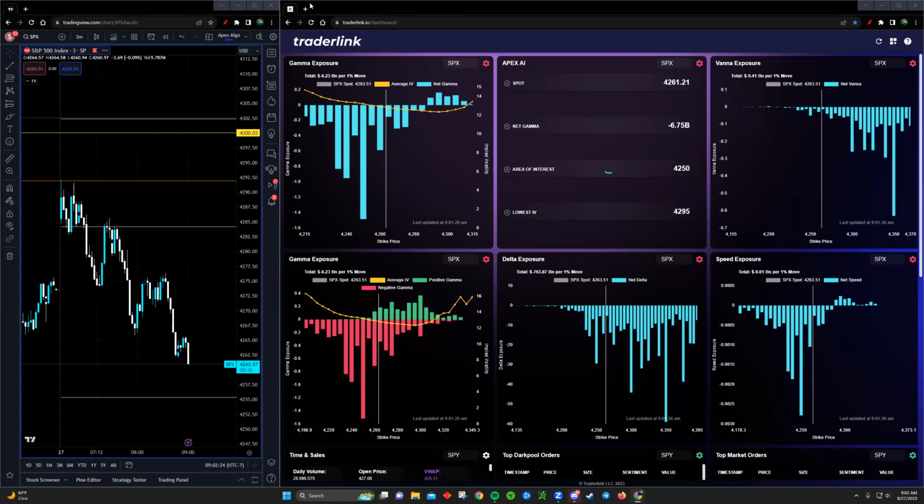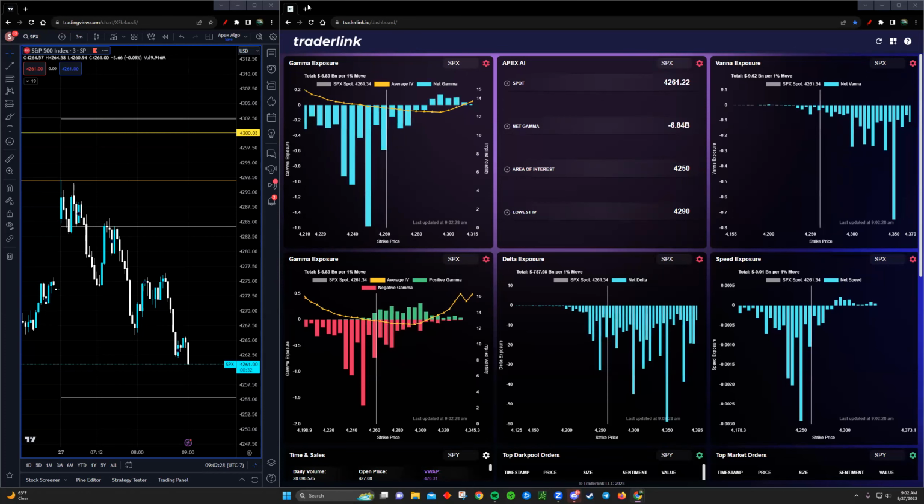Nice. Pump it down, baby. Take us through what Vomma is doing down to 4250. I don't really look at Vomma or Zomma or speed until we get closer to OPEX, so I don't think it's doing anything of significance. I think this is strictly driven by gamma exposure.